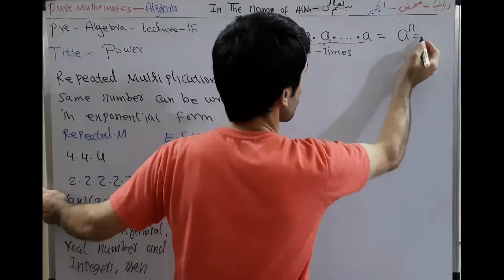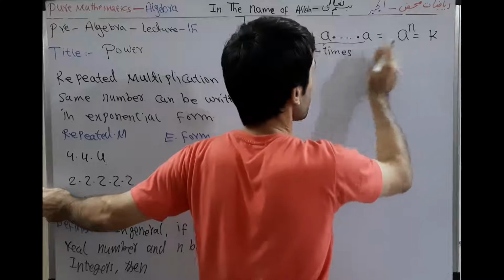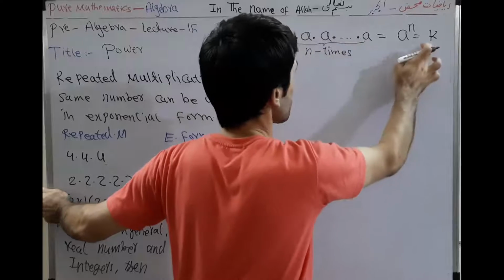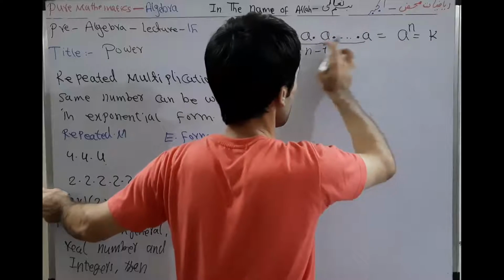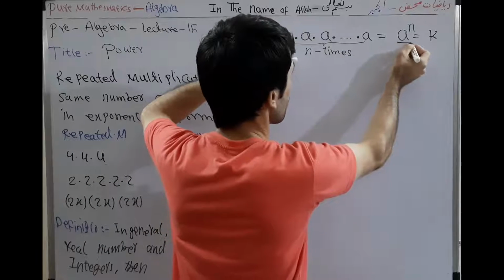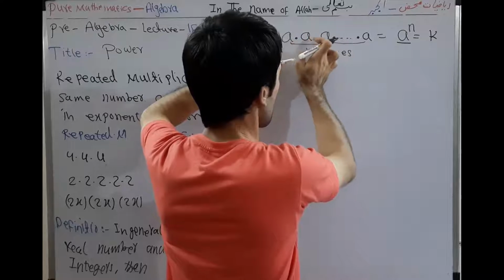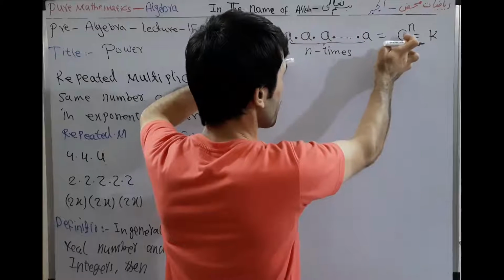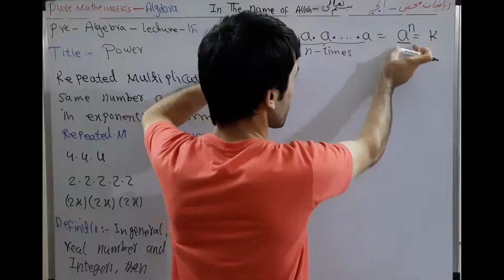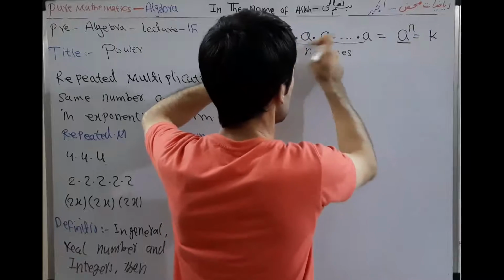If it is equal to k, if we multiply all of them, k is the product of all these numbers. Actually, it is the short form of this expression, a multiplied by a multiplied by a multiplied by a. We can write it very shortly. We can write a to the power n is equal to k. k is the product of these numbers.